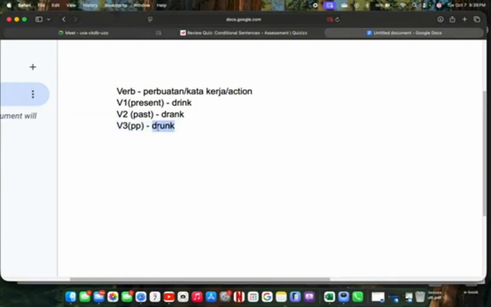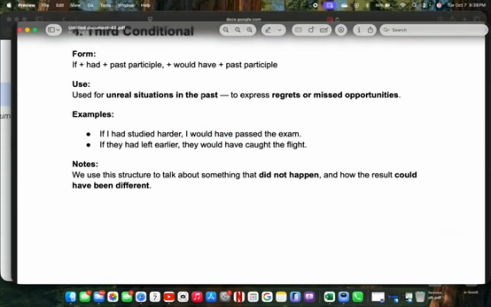Drunk ni ada dua maksud tau. Satu mabuk, lagi satu adalah past participle. Yeah, had drunk. Okay. Ataupun have drunk. It could be like past participle. So bila kita cakap pasal past participle dekat sini, ini kita kena guna verb 3. So jangan confuse dengan verb 2 dan juga verb 3. Sebab ada past simple. Past simple adalah verb 2. Past participle adalah verb 3. Okay? Alright. Clear for that part?